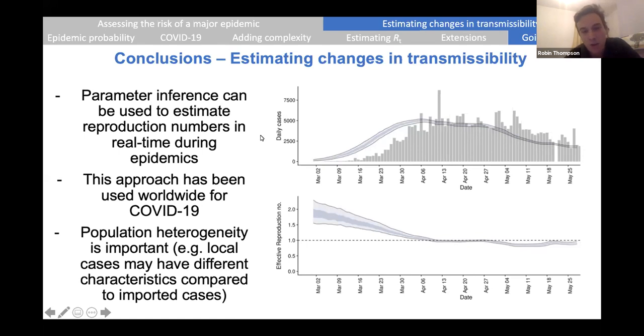This approach has been used worldwide for COVID-19. Population heterogeneity is important though. So for example, differentiating between local and imported cases is something that's important if you want to generate accurate estimates of the time-dependent reproduction number.